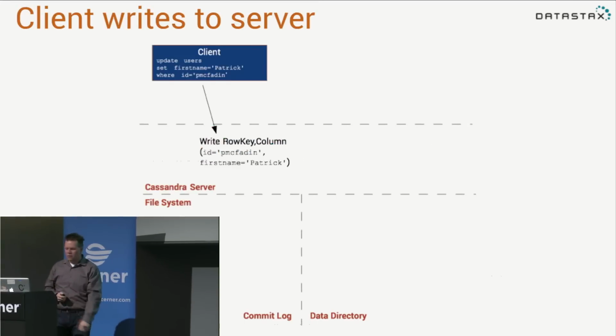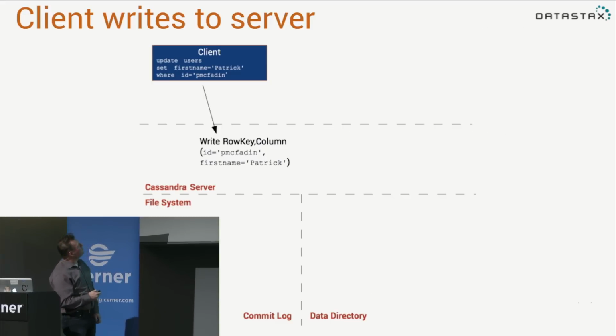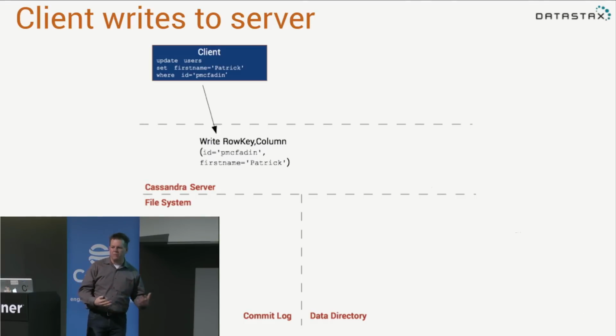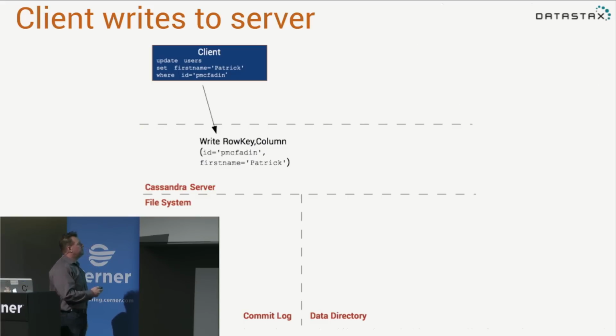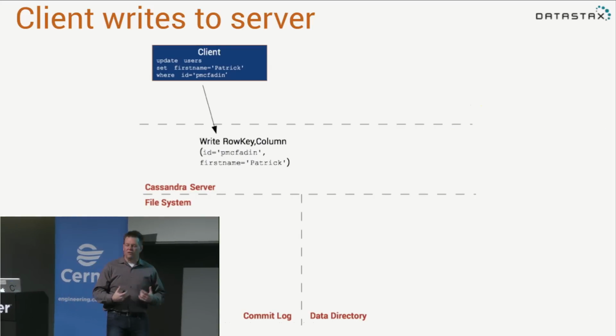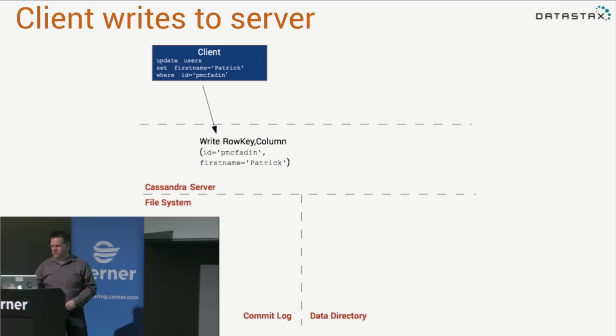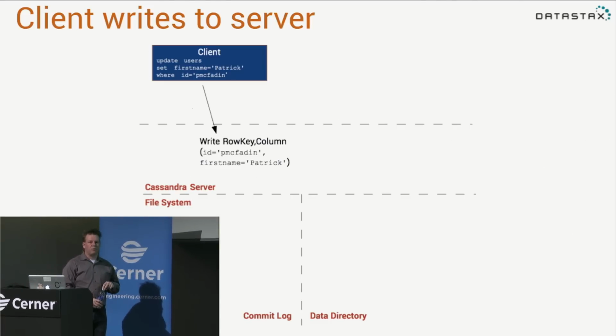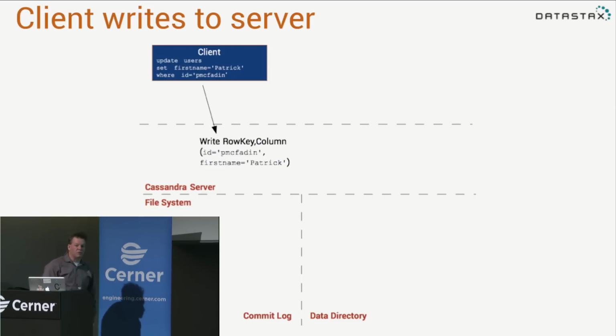So when a client writes data, and here is an update users set first_name equal to me, where ID equals P. McFadden. So this is a pretty standard user table update, right? I want to change the first name of this dude, which just happens to be me. So when the client writes that, here's the Cassandra server portion. It's going to write what's called a mutation. Now, I know you guys do a little Thrift here. There you go. That's a Thrift mutation. Right now, we're starting to move away from Thrift, but it's still a pretty accurate way of describing what you're doing here as a mutation.